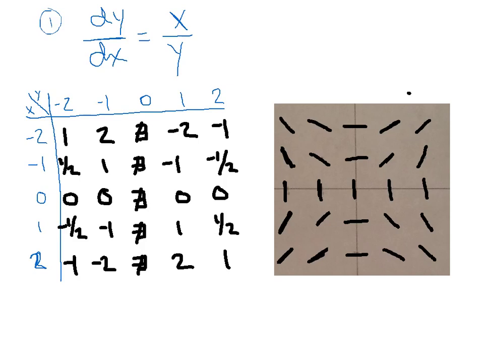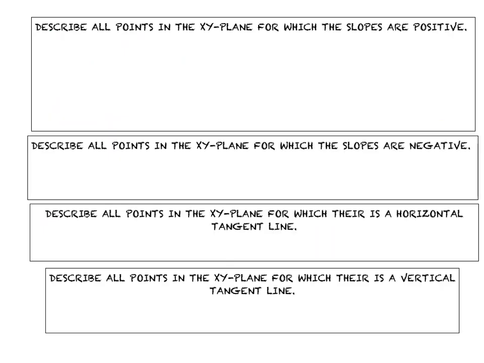So now we're going to use this image of this slope field to answer the next 6 questions. Our first question asks us to describe all the points within the xy plane for which the slopes are positive. Kind of a tricky question at first, but as we dove into it and started to examine that slope field, I first noticed that every tangent line in the first quadrant was positive, and every tangent line in the third quadrant was also positive. So the question is, how do I describe all the points that fall within those 2 quadrants?